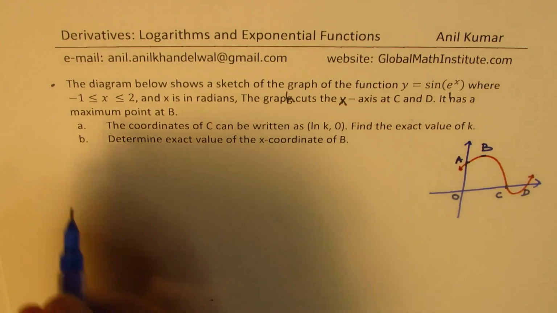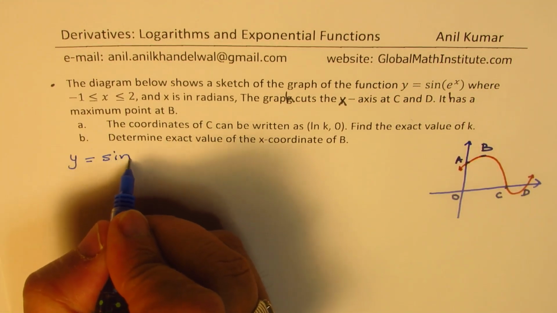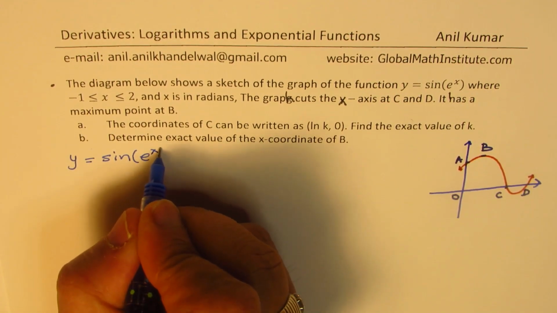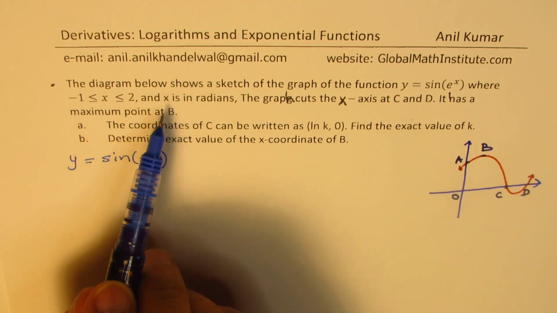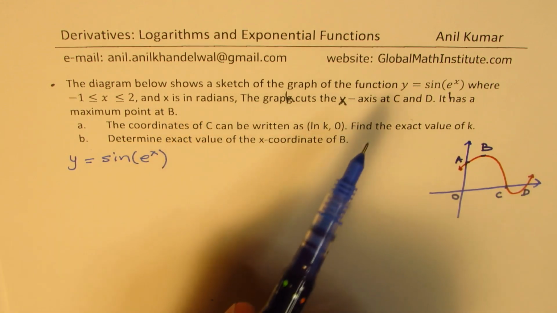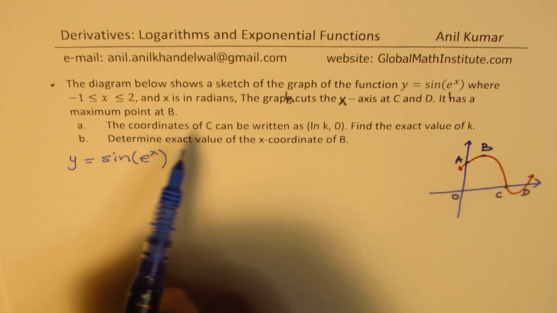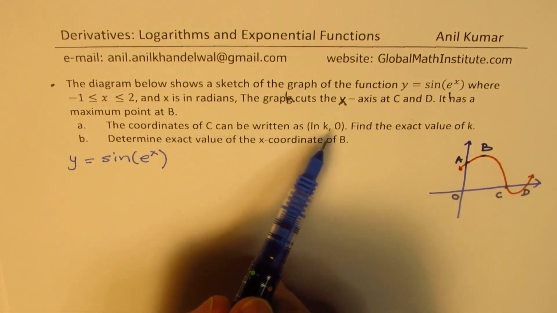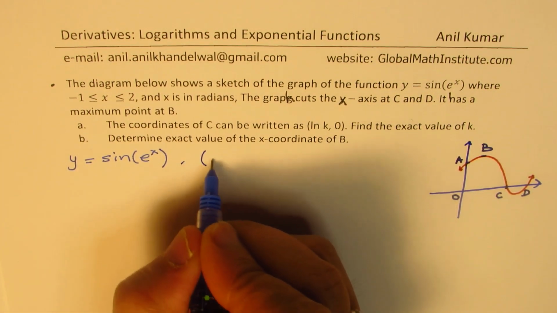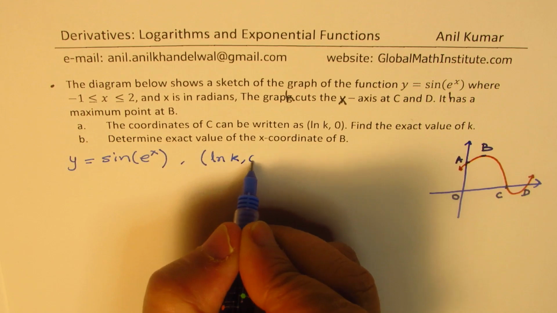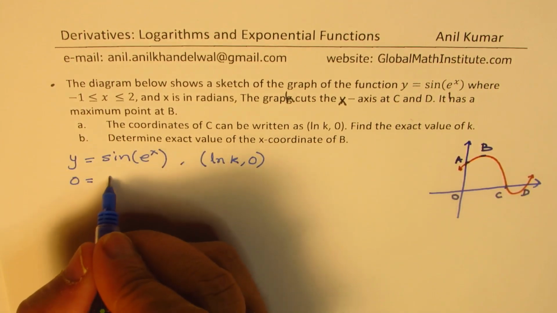Now we are given the function y equals sine of e to the power of x, where x is between -1 and 2. x is in radians and the graph cuts the x-axis at C and D. The coordinates of C can be written as (ln k, 0). So at C we have the point (ln k, 0). That means the y value is 0 and the x value is ln k.